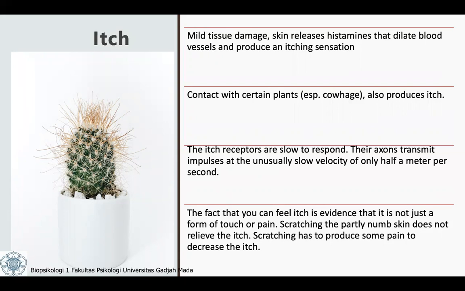There are two kinds of itch that feel about the same, although their causes are different. The first is when you have mild tissue damage, such as when your skin is healing after a cut. Your skin then releases histamines that dilate blood vessels and produce an itching sensation. The second is contact with certain plants, especially cowhage, a tropical plant with barbed hairs, which also produces itch.